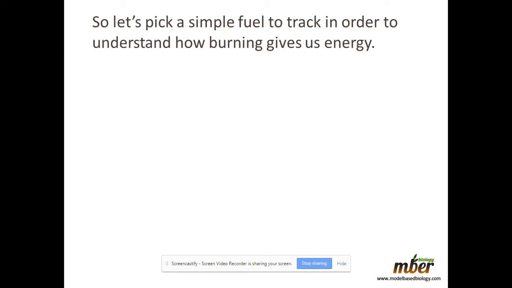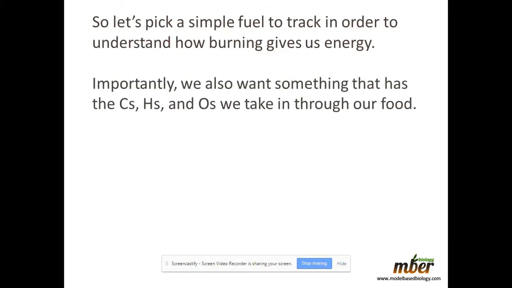So first we're going to pick a fuel, a simple one, to track in order to understand how burning gives us energy. And we also want something that has the same stuff in it as our food does. So it's got to have C's, H's, and O's, carbon, hydrogen, and oxygen in it. That substance we're going to burn is ethanol.